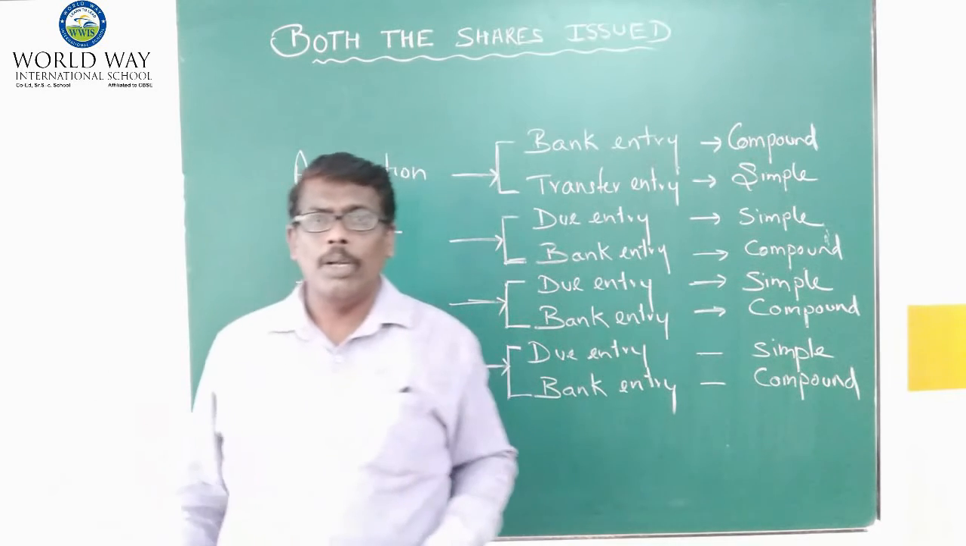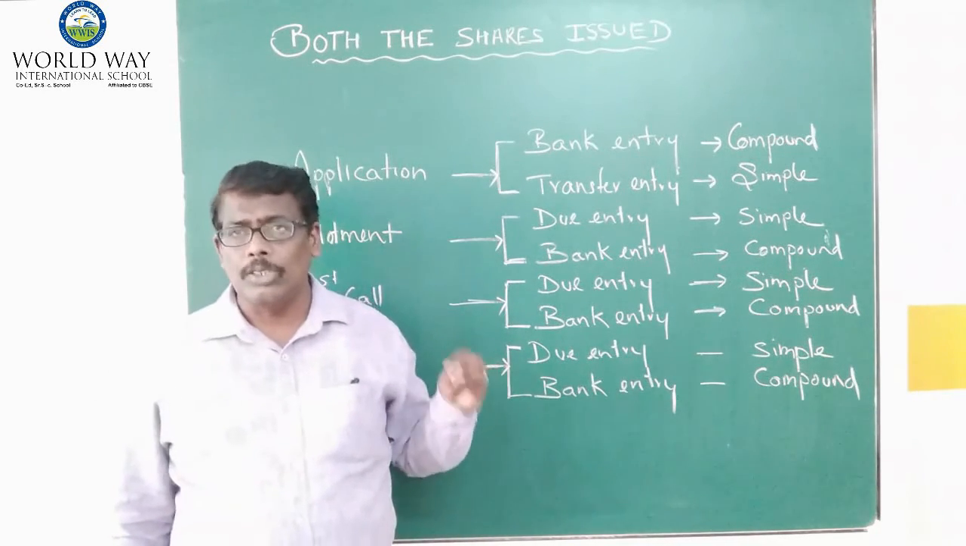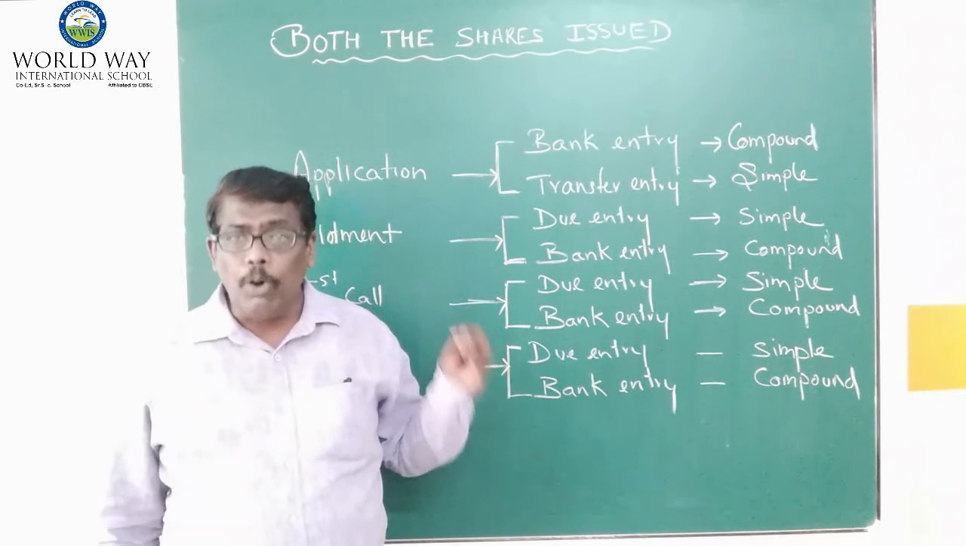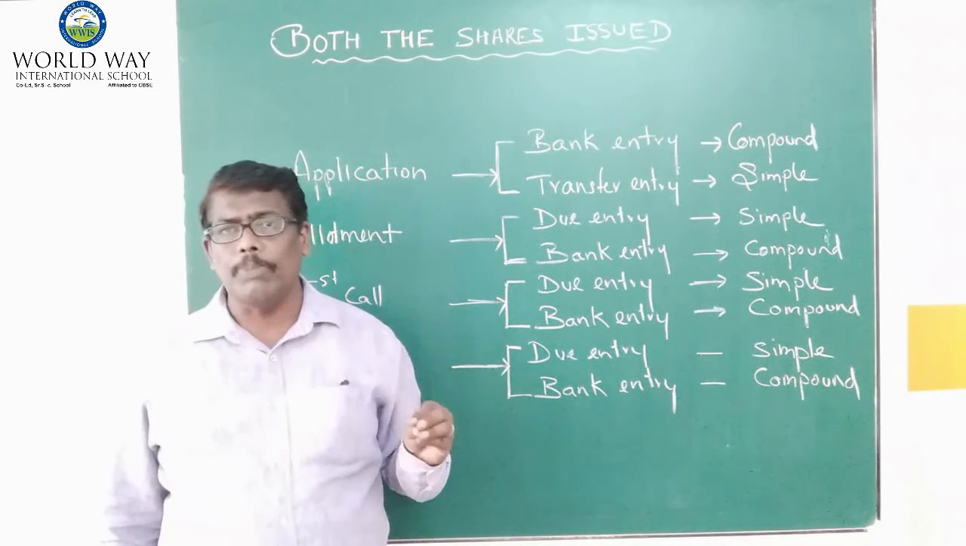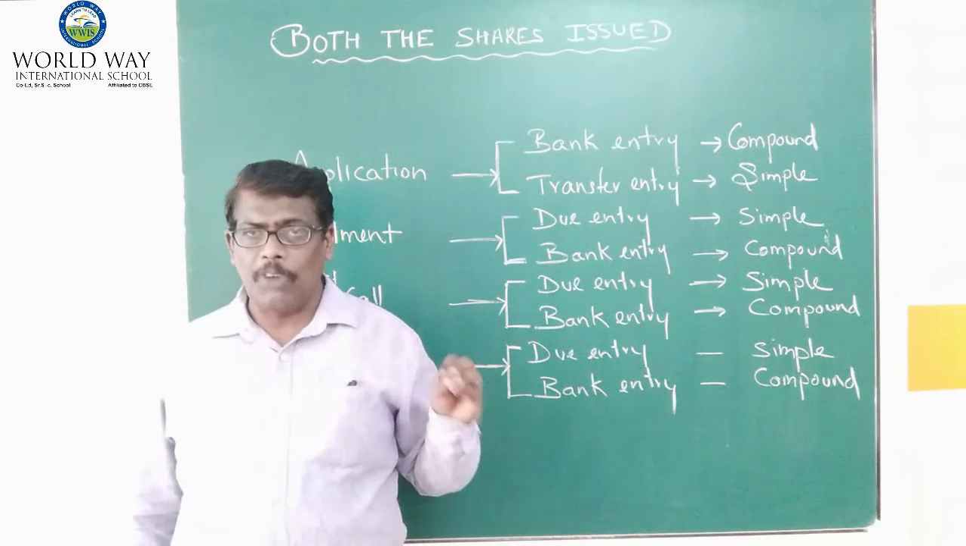Clear? So I hope you understood how to pass journal entries when both the shares are issued to the public simultaneously. So these are the techniques followed.